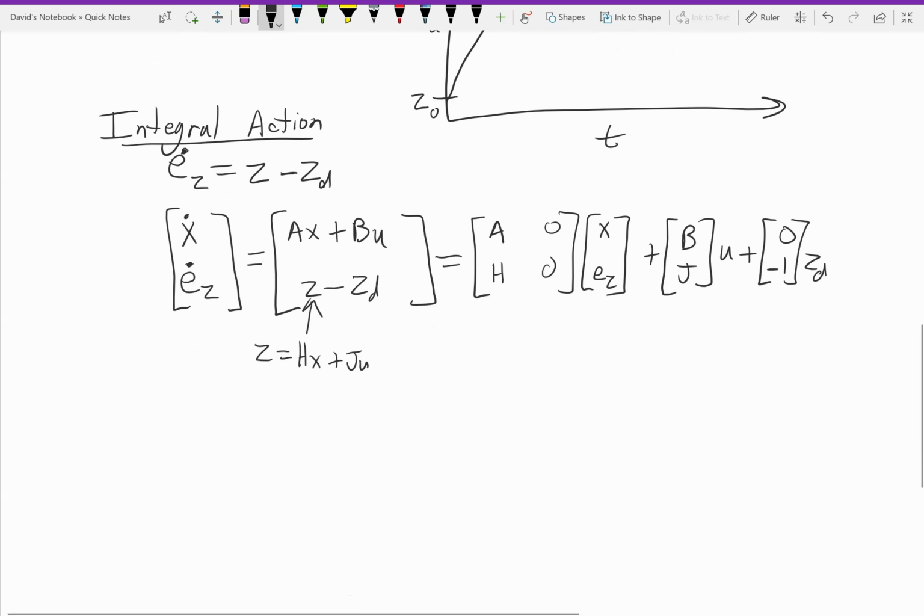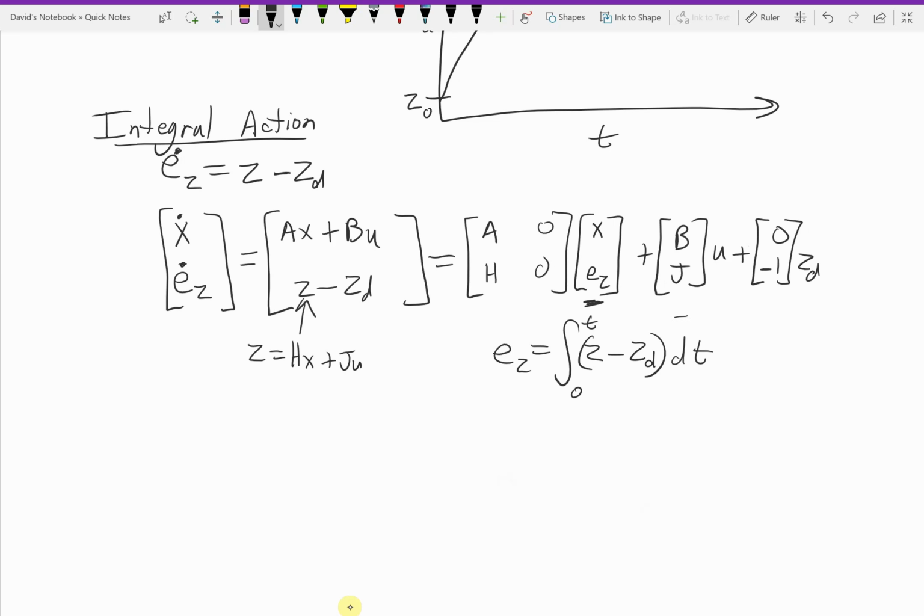Notice that what EZ actually is then is the sum of the error between our output and our desired output over time. And this is why we call this integral action.